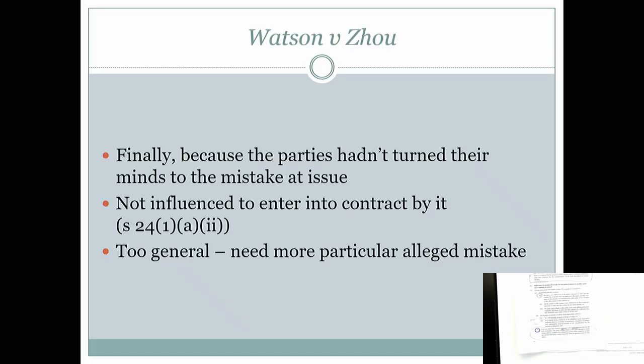Right, any questions at all about Watson? Does it make sense? Good?